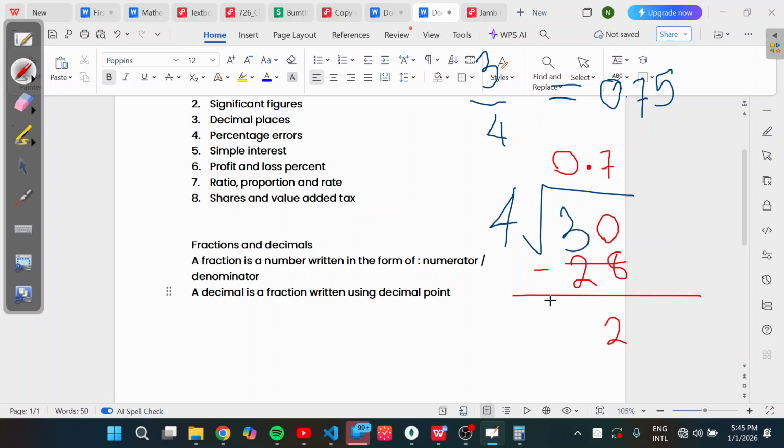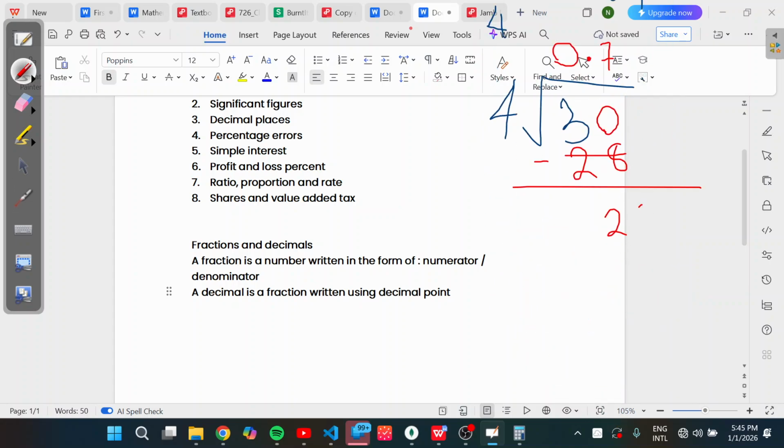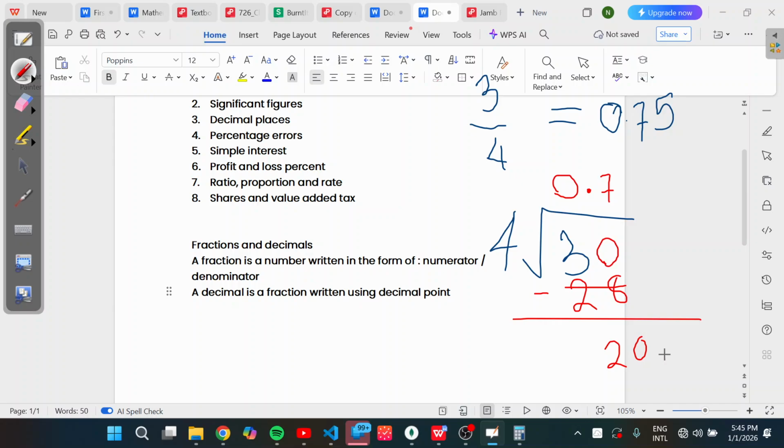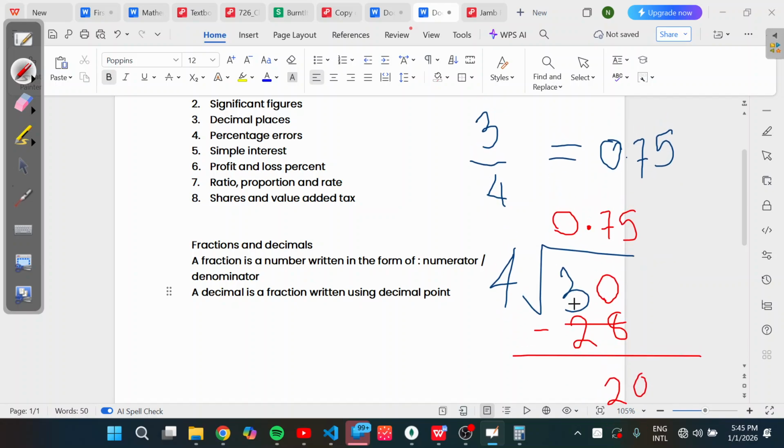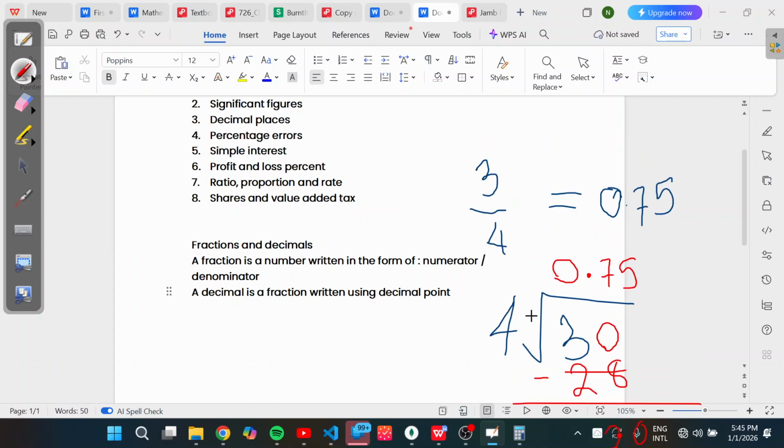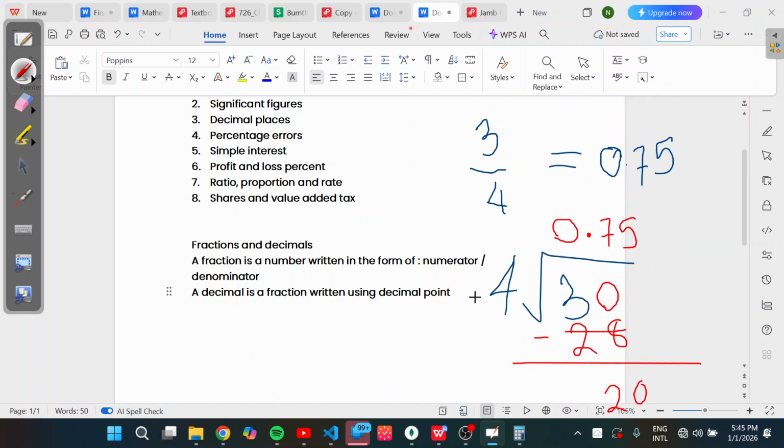Okay, 2. So we add another 0 at the back again, and 4 in 20 this time around gives you 5. So that's how we arrived at 0.75. So, okay, that's that about fractions and decimals.